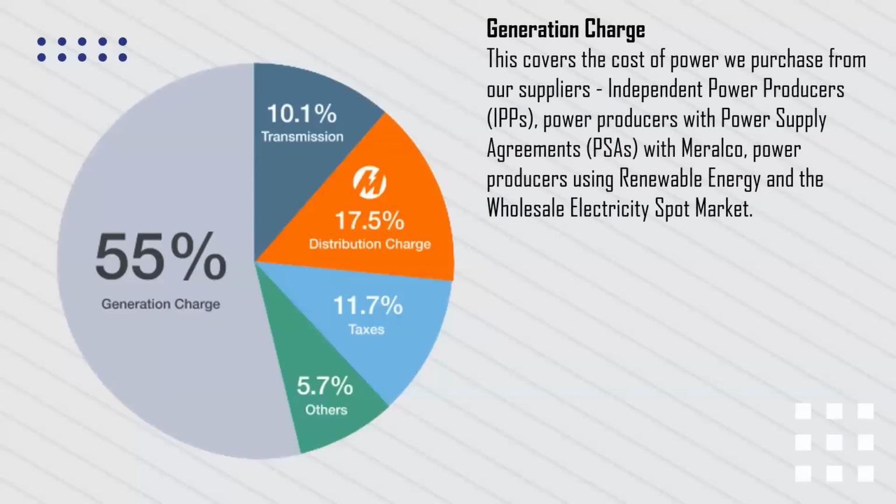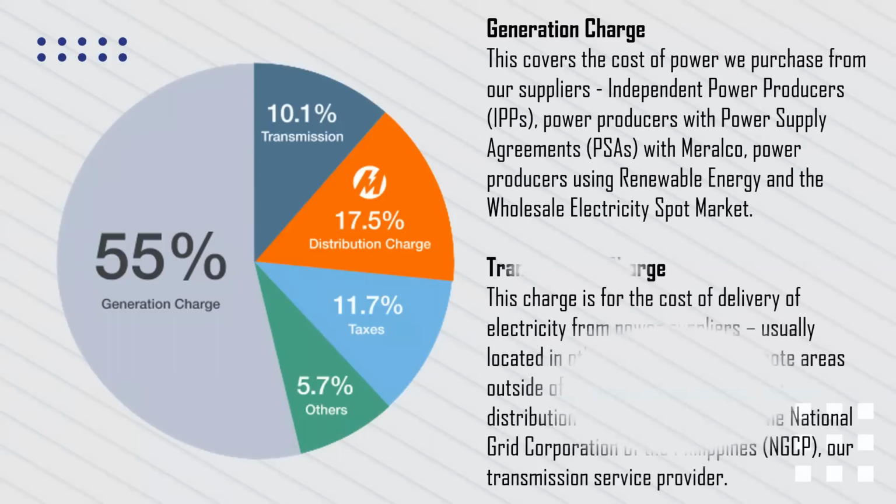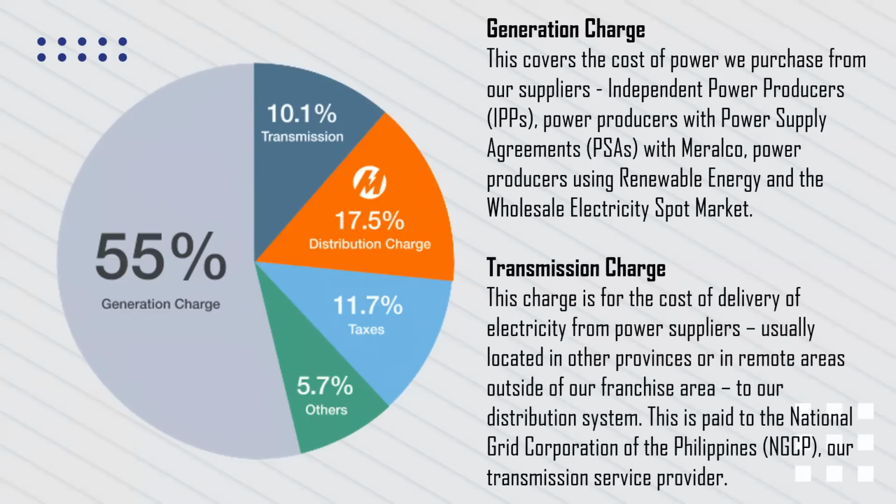So generation charge covers the cost of power we purchase from our suppliers, independent power producers or IPPs, power producers with power supply agreements with Meralco, power producers using renewable energy, and the wholesale electricity spot market. While transmission charge is the charge for the cost of delivery of electricity from power suppliers, usually located in other provinces or in remote areas outside of our franchise area, to our distribution system. This is paid to the National Grid Corporation of the Philippines, which is the transmission service provider.